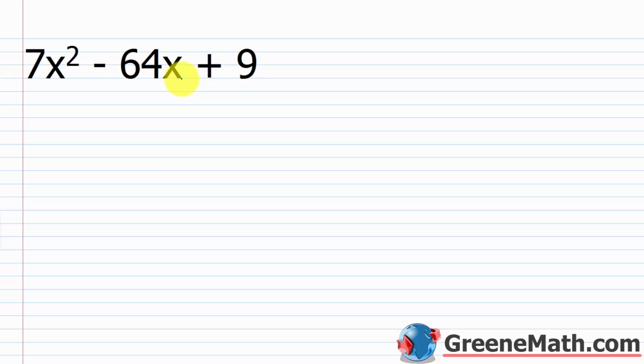So really quickly, let's review that real fast and then we'll jump into the reverse FOIL. To do this AC method, we want to find two integers that have a product of a times c and a sum of b. In case you don't know, we label the coefficient of the squared variable as a, the coefficient of the first degree variable as b, and the constant as c.